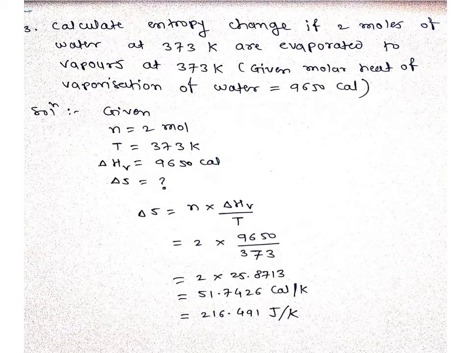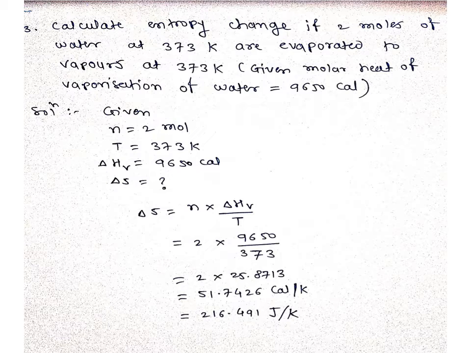Change in entropy is equal to number of moles into delta Hv divided by T, that is temperature. If we have to calculate the entropy change for 1 mole, then it is not necessary to multiply this delta Hv upon T with number of mole. That is, n can be neglected because it is 1. If we multiply any number with 1, there will be no change. Therefore, if number of mole is 1, then no need to take this number of mole into the formula.